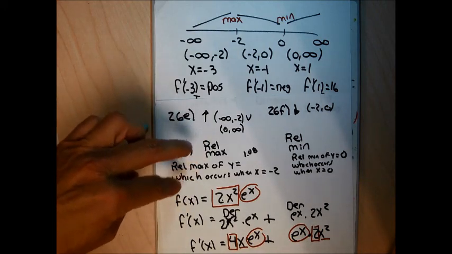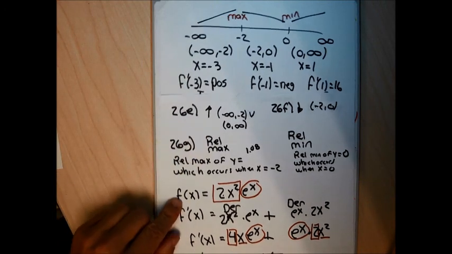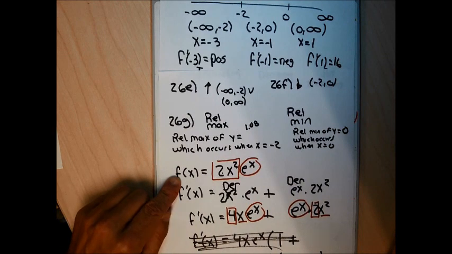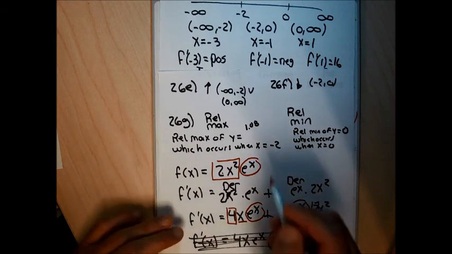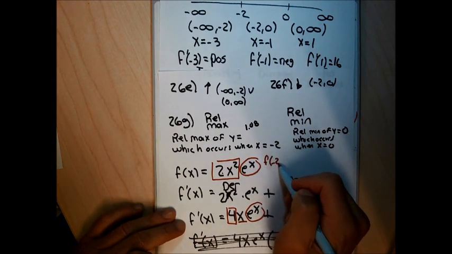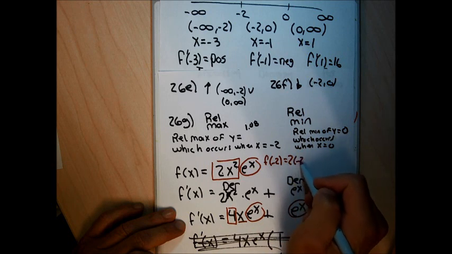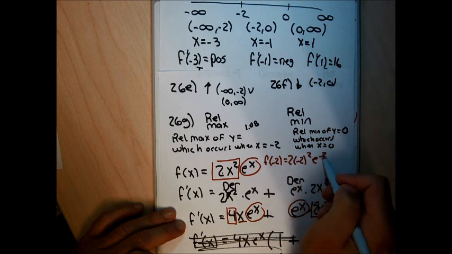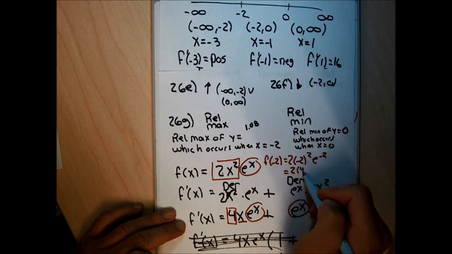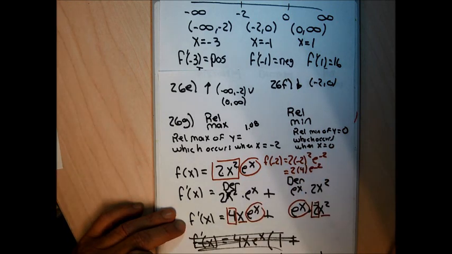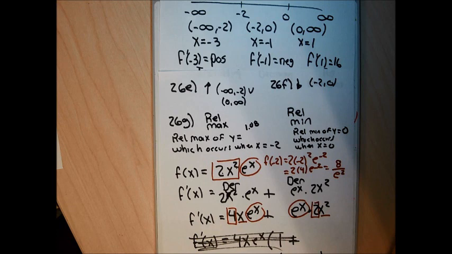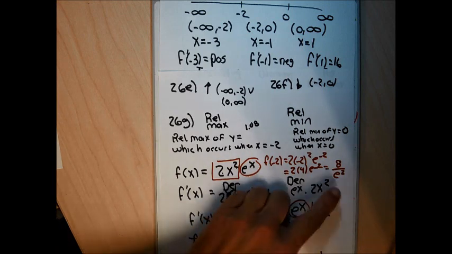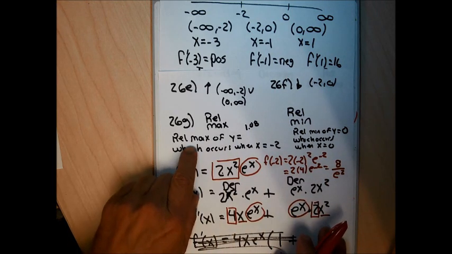For the relative maximum, the original function is f of x equals 2x squared e to the x. I need to plug negative 2 in for x and do f of negative 2 equals 2 times negative 2 squared times e to the negative 2. That's going to be 2 times 4 e to the negative 2. 2 times 4 is 8. And to make the e to the negative 2 have a positive exponent, I'll create a fraction and throw it in the denominator. That 8 over e squared goes in my answer for the relative maximum.